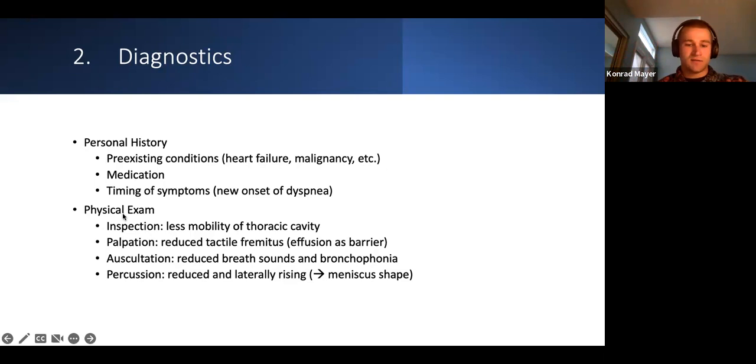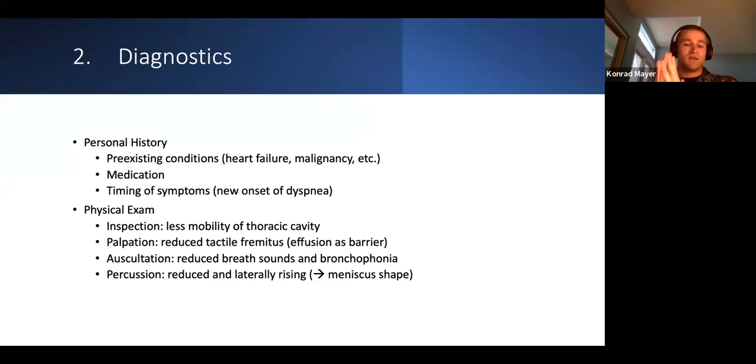So when we're palpating, we have reduced tactile fremitus. When we're auscultating, listening with our stethoscope, we hear reduced breath sounds and reduced bronchophony. When we percuss, the resonance that we hear is reduced, and very important, laterally rising. So think of the pleural effusion as a shield or barrier that disables you from listening to what's going on.